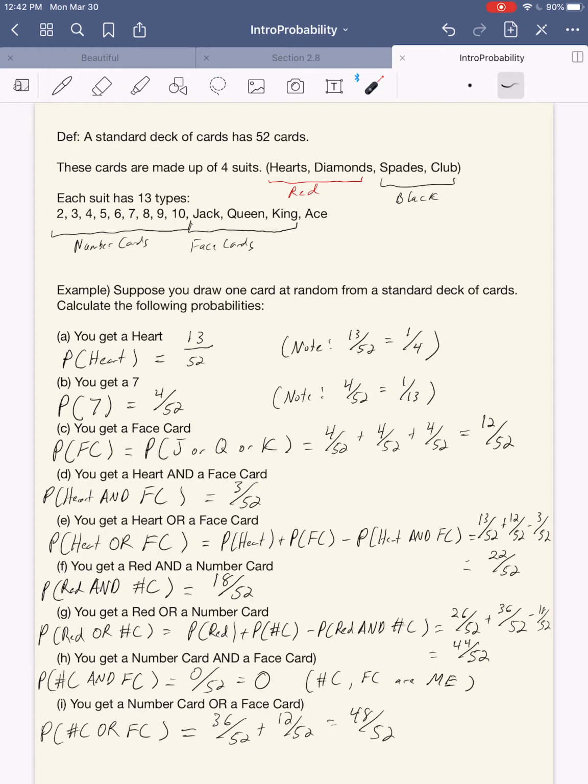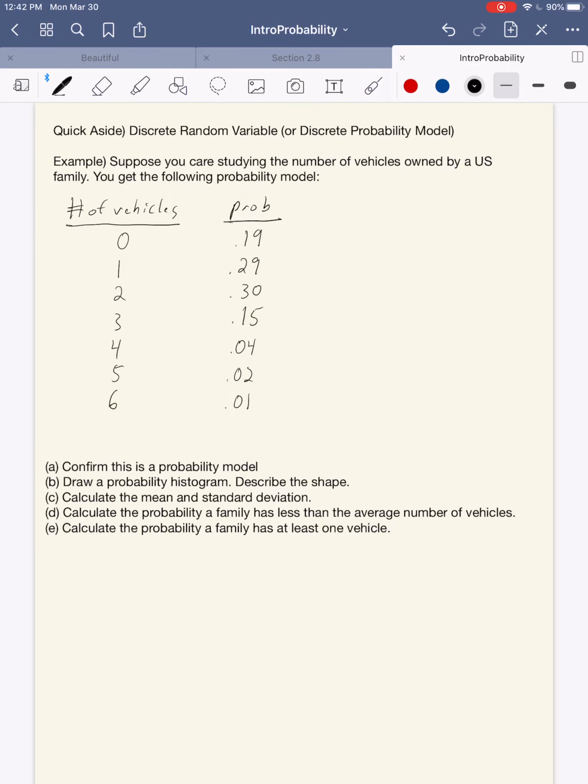We're going to talk just really briefly about how some of this probability stuff can apply to a more data-driven side of things. Everything we've been doing so far has been done more from a purely conceptual side of things. We haven't really seen data or anything like that for a while. So we're going to take a quick look at a connection between these. So this is going to be a quick aside on a concept called discrete random variable, or what is sometimes called a discrete probability model.